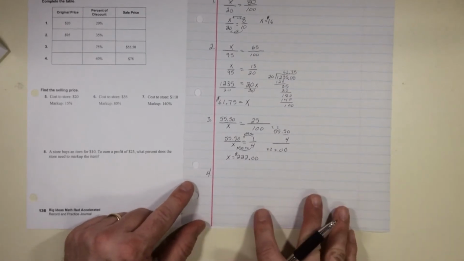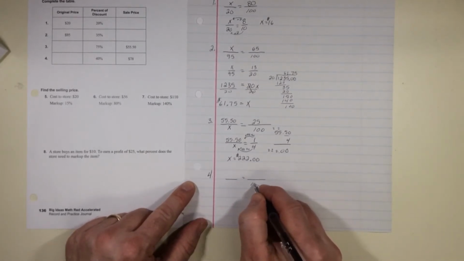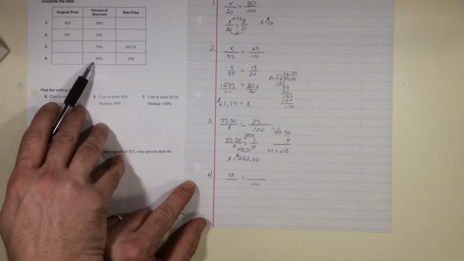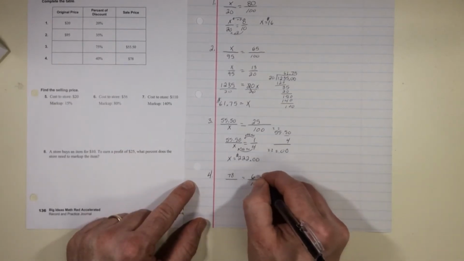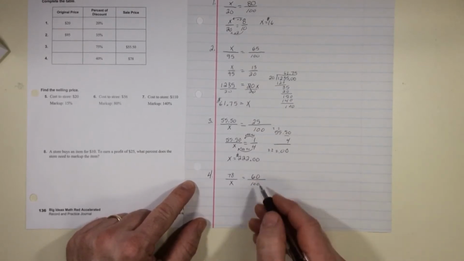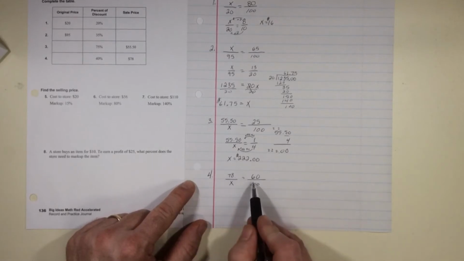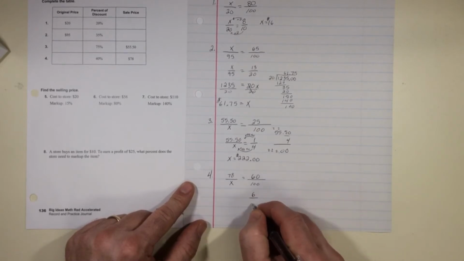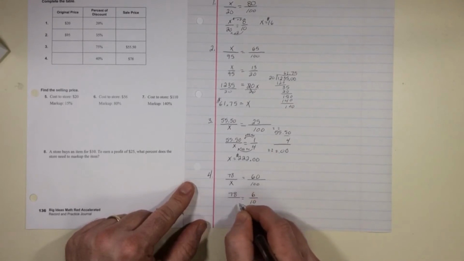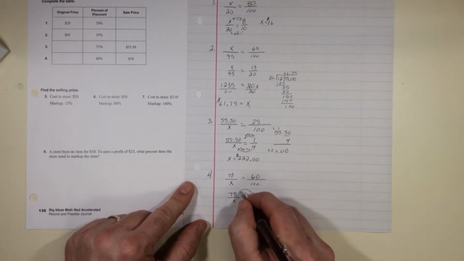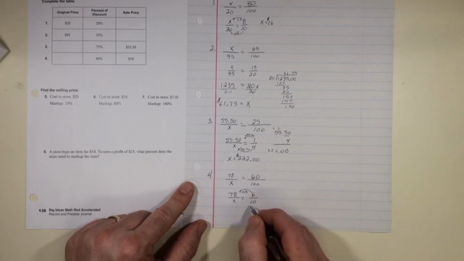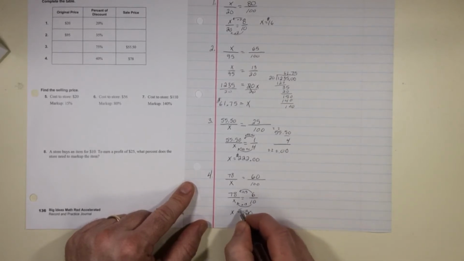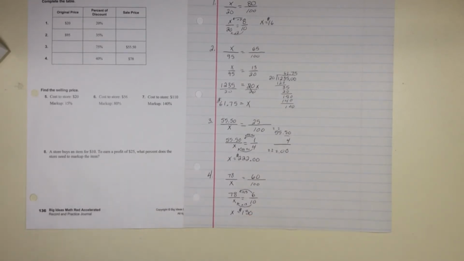Number 4, let's see if I can get it on the same page. Same proportion. Line equals line over 100. Sale price, $78. Discount is 40%. So if they took 40% off of the original, we have to pay 60%. And we're looking for the original price. I would simplify this. I'm just going to simplify by 10 to make this 6 over 10 equals 78 over x. 6 times 13 is 78. 10 times 13, x equals $130. Awesome. Number 5.